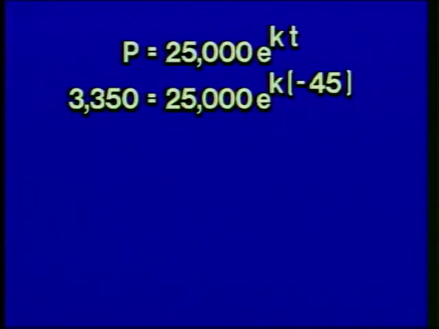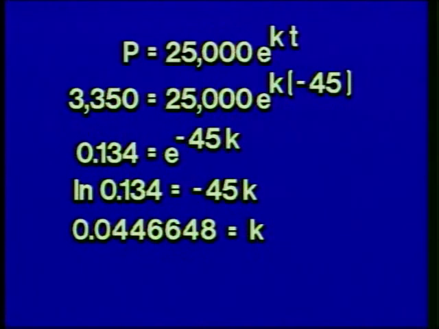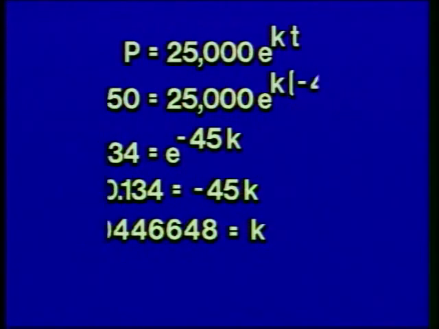All right, now let's solve for k. Dividing on both sides by 25,000 gives us this result. Notice we cleared the 25,000 on the right, we get a decimal on the left. Now we apply natural log on both sides, giving us this, and on the right we apply the power property to write negative 45k as the coefficient of ln e. Of course, ln e is 1 and it goes out. And now, dividing by negative 45 on both sides, we find k to be this rather long decimal. So what we'll do is replace this value of k into our mathematical model.